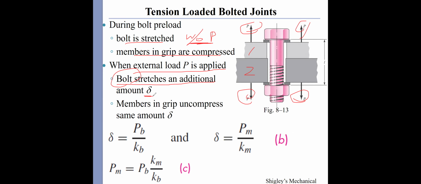We already have the tension applied to this bolt. Right now, when this extra external load is applied, the bolt itself must feel being stretched further, right? And the members in the grip are uncompressed by the same amount of delta. So the members feel not being compressed so much. So we know the deformation delta equals the force over the K, right? And the delta for the member is PM over KM. We can rearrange it: PM equals PB times KM over KB, right?